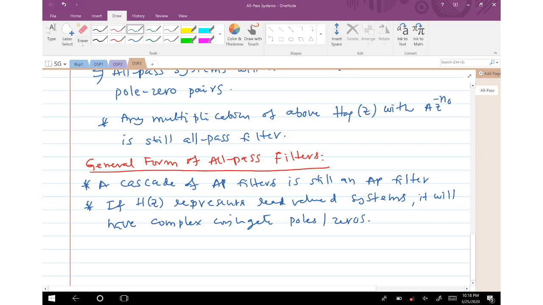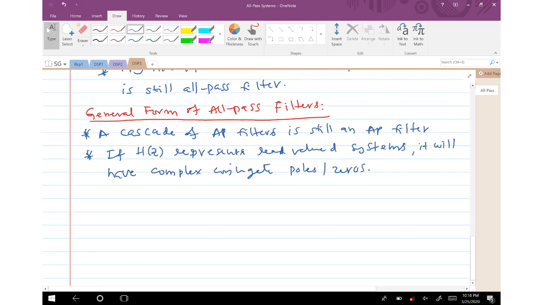That's another important observation in order to write the general expression for how this all-pass filter Z transform would look like. As we discussed, a constant factor could get multiplied. Assume that it has real poles, m underscore r is the number of real poles that you have.